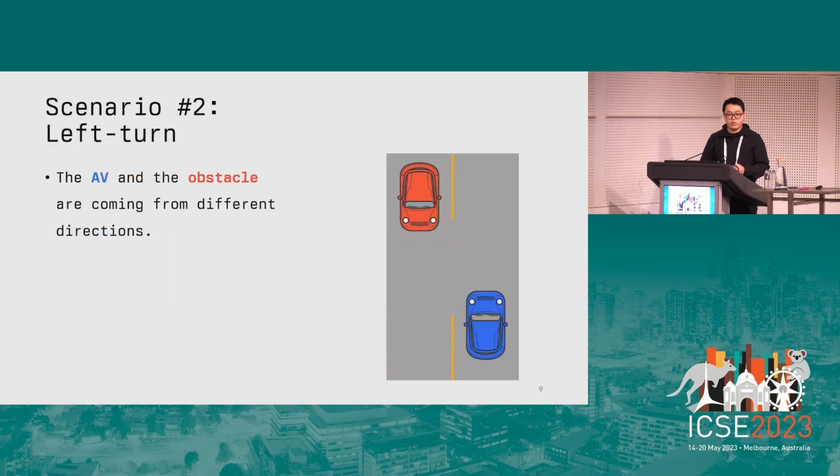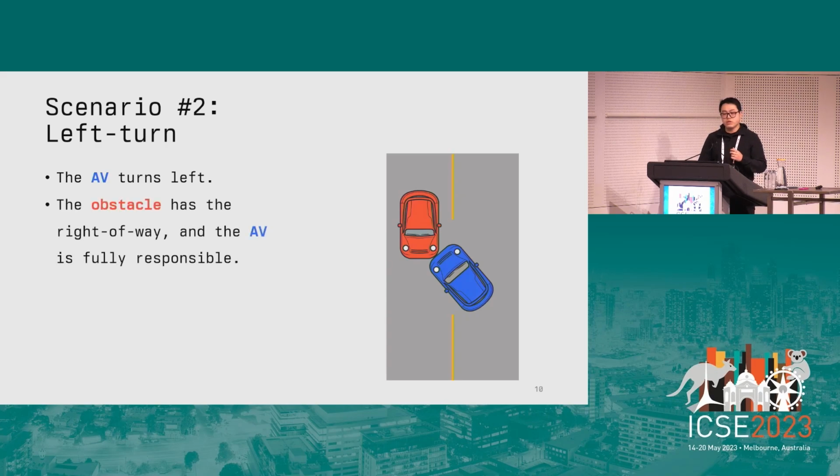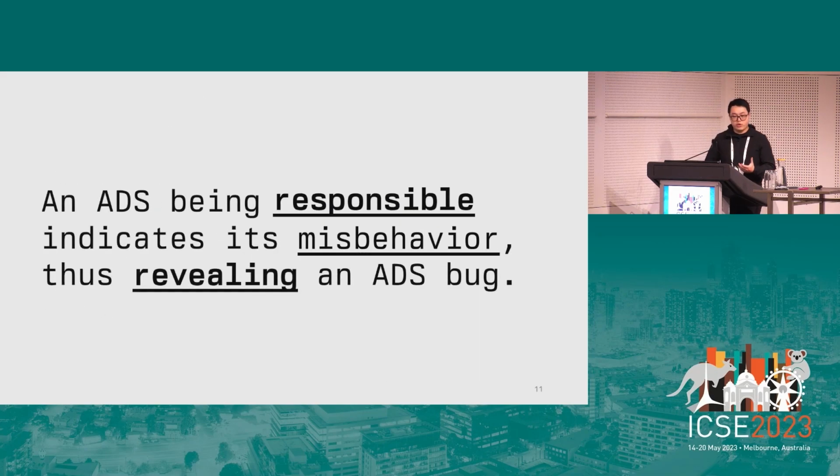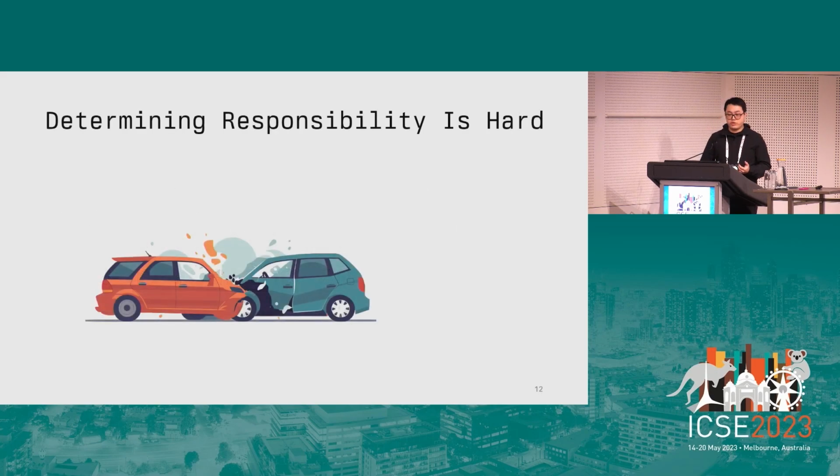In the second scenario, we have a left turn scenario. The AV and the obstacle are coming from different directions. The AV makes a left turn and hits the obstacle. The obstacle has the right of way, and in this scenario, the AV is fully responsible. This scenario reveals an ADS bug because the ADS had a misbehavior. So I think we can agree that ADS being responsible indicates its misbehavior, and this misbehavior will in turn reveal a bug in ADS. However, determining responsibility is actually very hard.